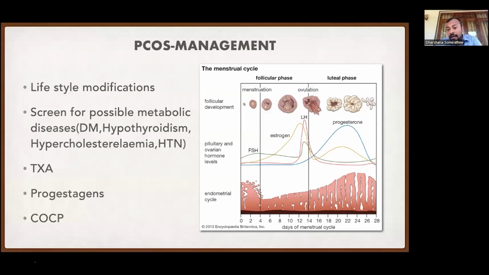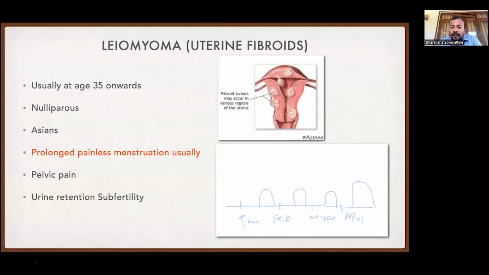Sometimes they might already develop type 2 diabetes as well, and please do that for the endocrine assessment. This is again a common presentation: uterine fibroids, or leiomyoma. Usually they are around the age of 35. Nulliparous women, though it's not always nulliparous; sometimes even a mother of 2 or 3 can present with a fibroid uterus, and there's a genetic link as well.